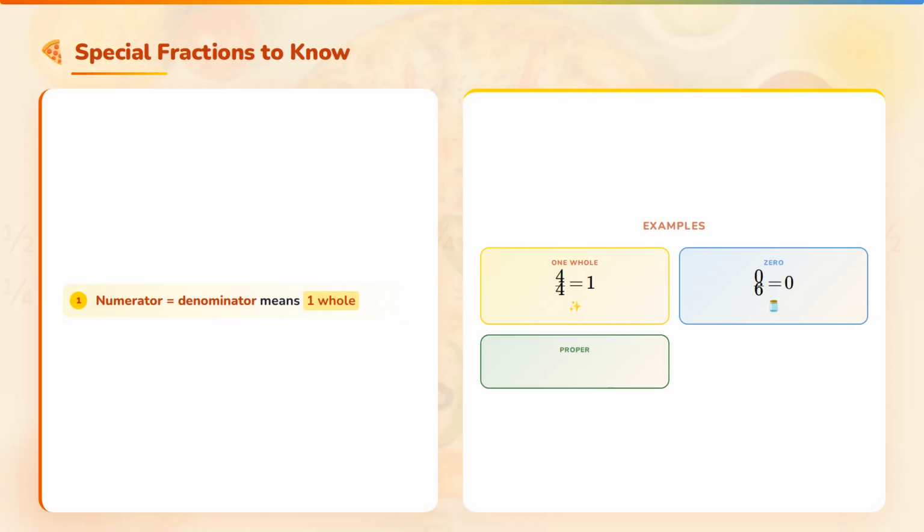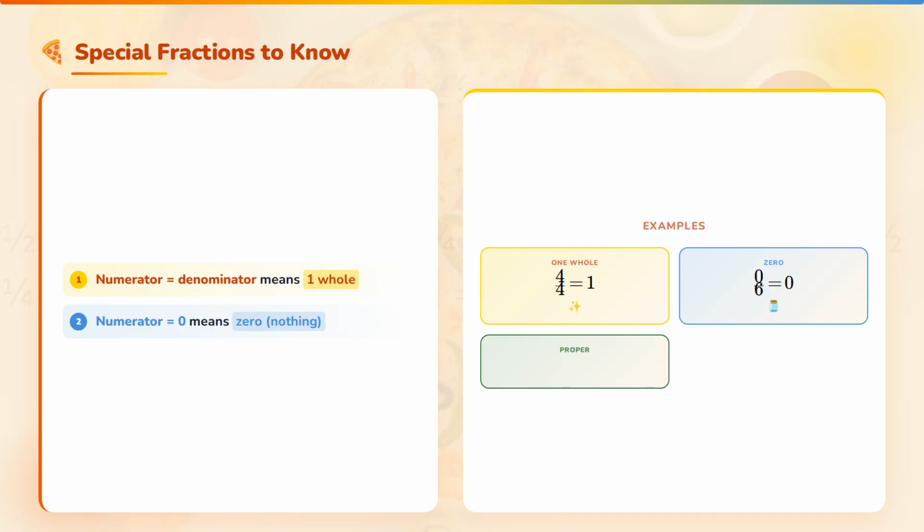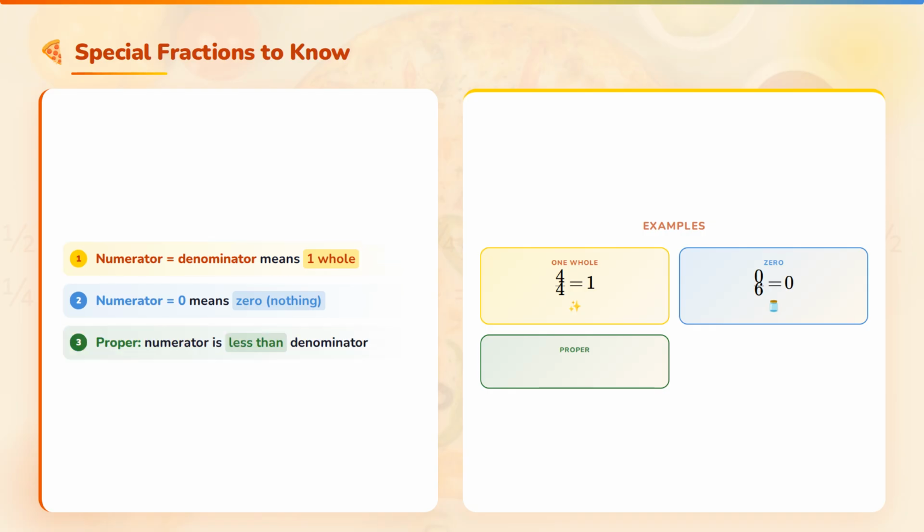Let's talk about some special types of fractions. If the numerator equals the denominator, like 4 over 4, that equals 1 whole. You have all the pieces. If the numerator is 0, like 0 over 6, you have none of the pieces. That fraction equals 0. When the numerator is smaller than the denominator, we call it a proper fraction, like 3/4. That's a part of one whole.